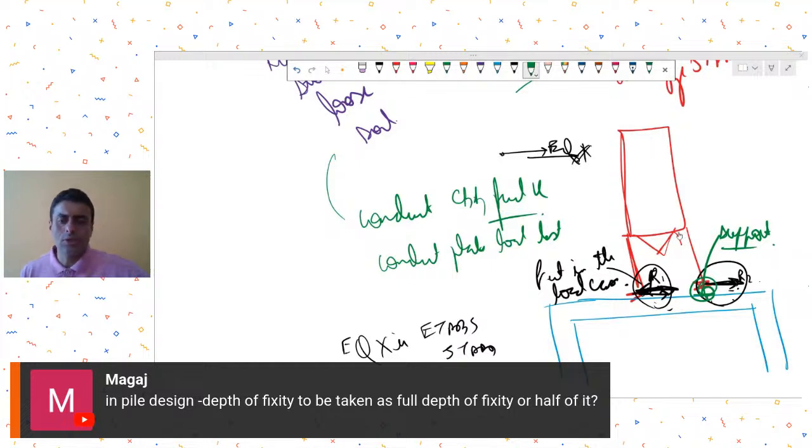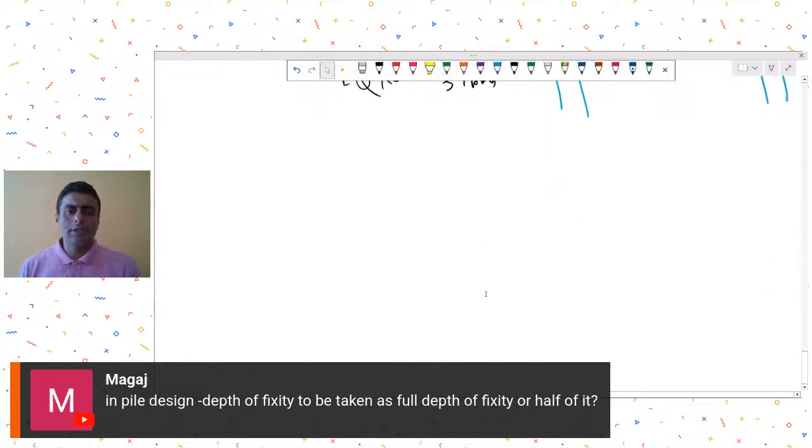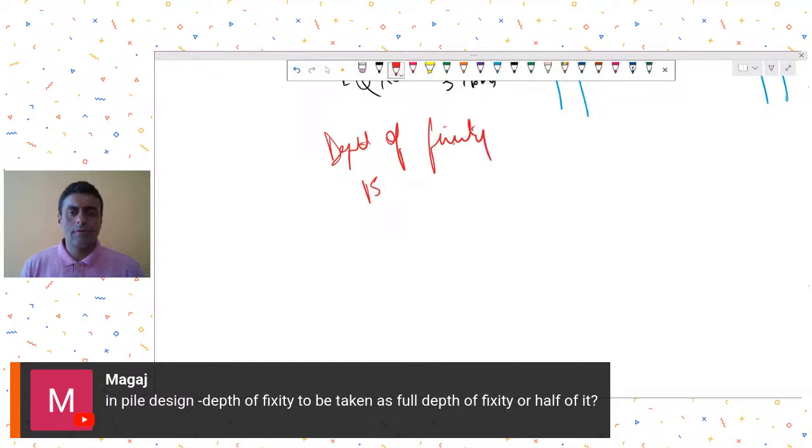It depends on the soil strata. It depends on a lot of other things, but mainly on soil strata underneath. So you cannot say depth of fixity is full depth or half of it unless you do some calculations. Those calculations are given in IS 2911.